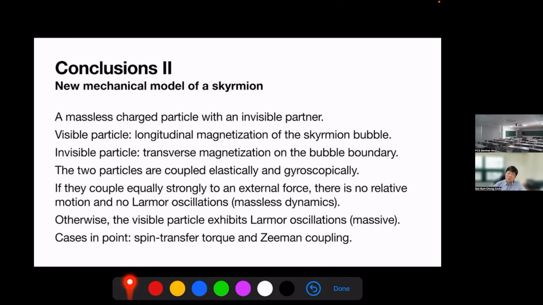Otherwise, if the two particles, visible and invisible, couple to an external stimulus with different strengths, then the relative motion will couple to it, and there will be Larmor oscillations. So that will create an impression of a massive particle. So that is the end of my talk, and I will be happy to answer any questions if you have. Thank you.